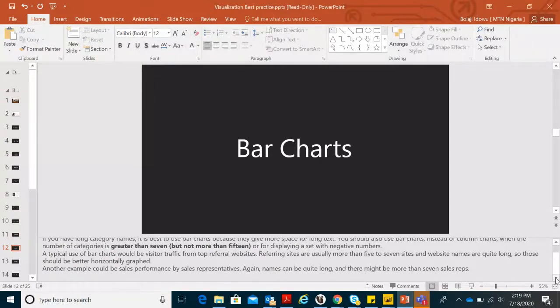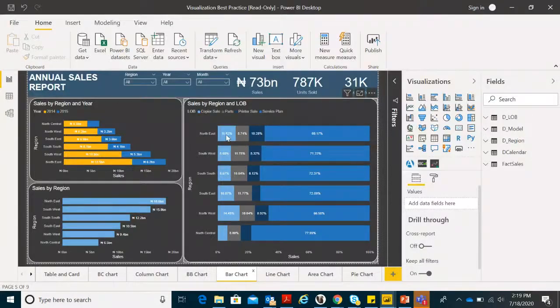There are instances. Okay, let's look at this. For example, you have several reports here. Now you're having region, and I'm having the sales here. All these are across a particular region, but I'm displaying different items. So here I have copier sales. Here I have parts. Next, I'm looking at printer sales. Next, I'm looking at service plan, all on the same horizontal plane. And I want to be able to present this for someone.